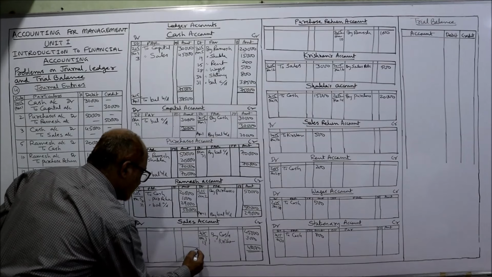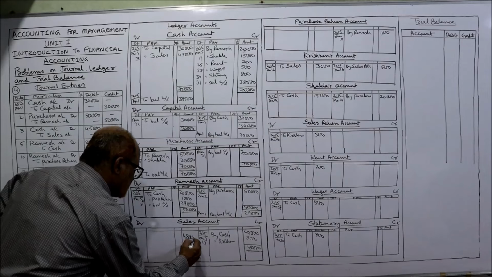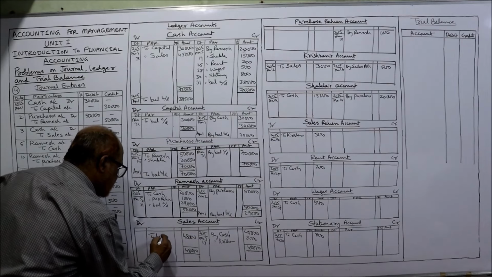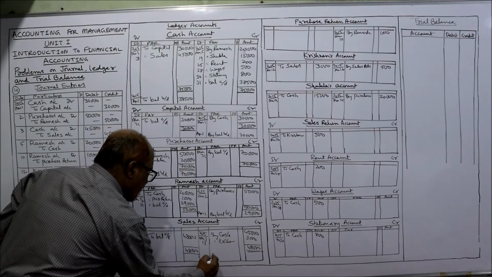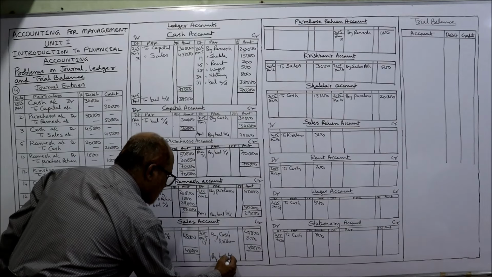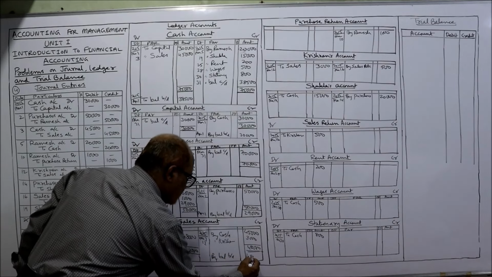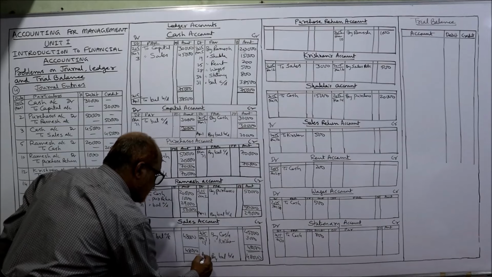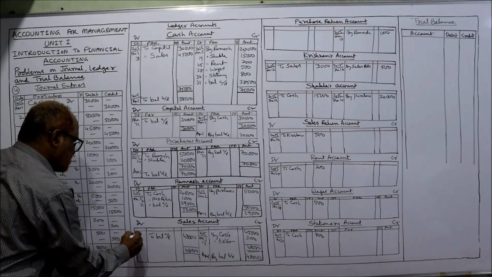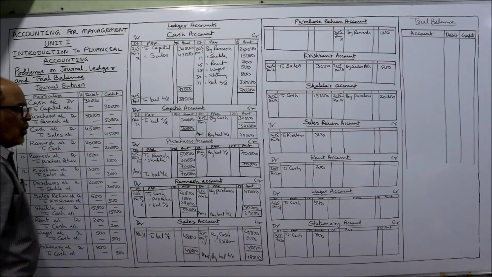Here also take the same 48,000. 48,000 to balance carried down. By balance brought down, it is 48,000. This is April 1. That's all. This is March 31st. Over.